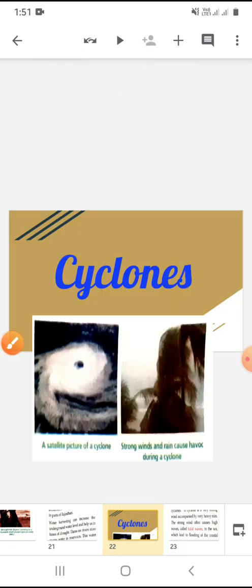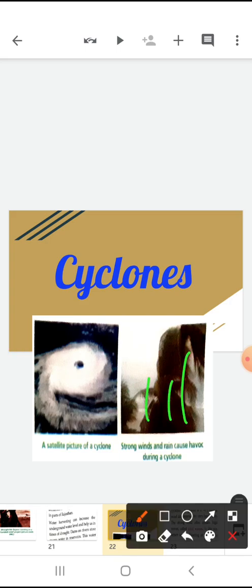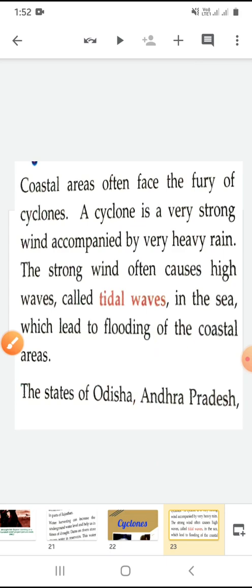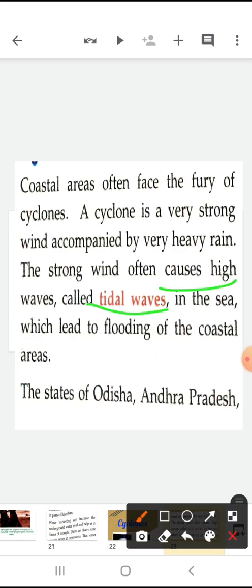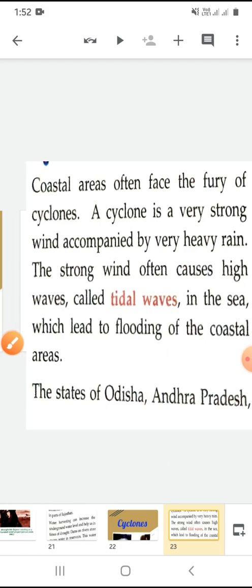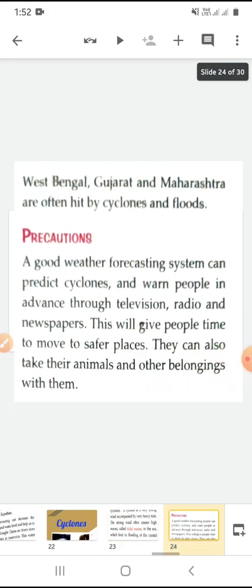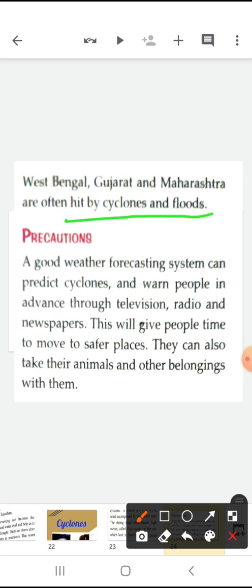See in the picture. These kinds of trees you generally find near the coastal areas, right? And these are the strong winds accompanied with heavy rain, and the strong winds often cause high waves, which are called tidal waves, which lead to flooding of the coastal areas. States like Odisha, Andhra Pradesh, West Bengal, Gujarat and Maharashtra are often hit by cyclones and floods.